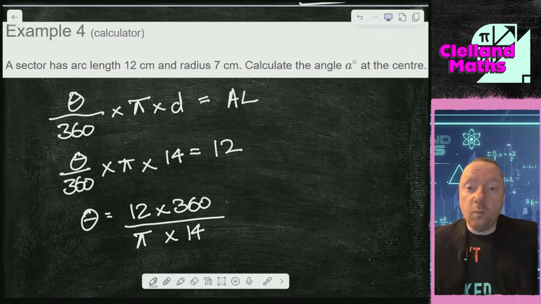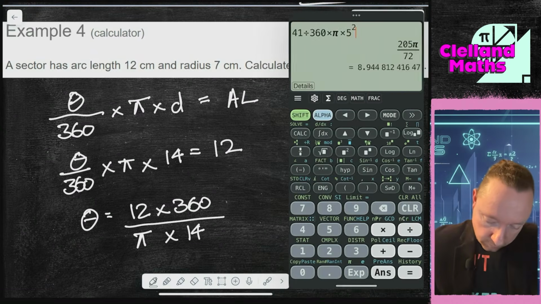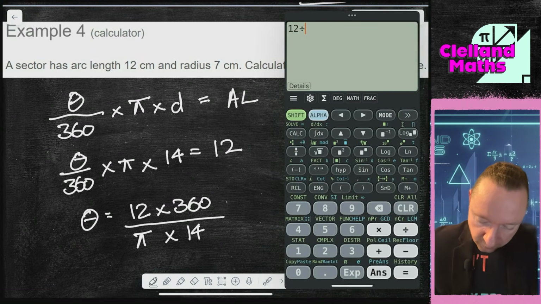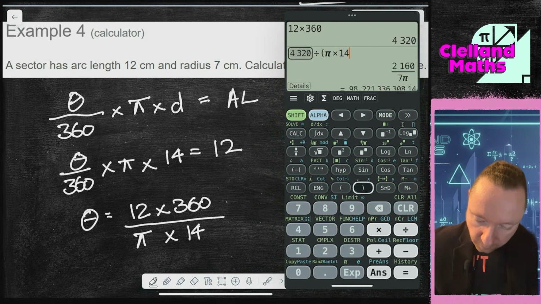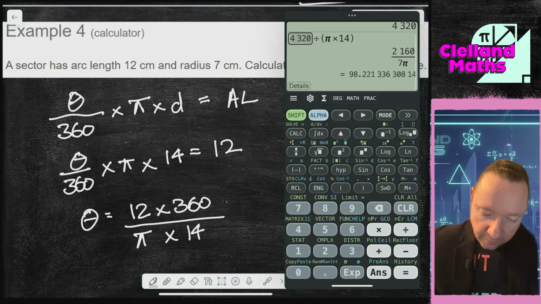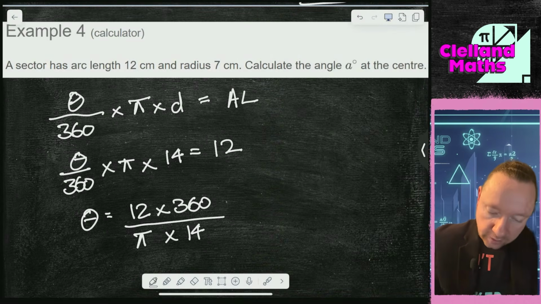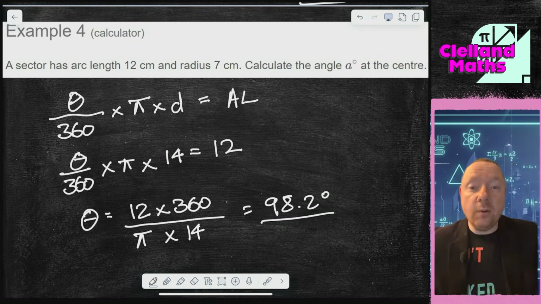So we just get a calculator to work that out. 12 times 360 divided by brackets, pi times 14 is 98.2 degrees, or 98 degrees. And we're done there.